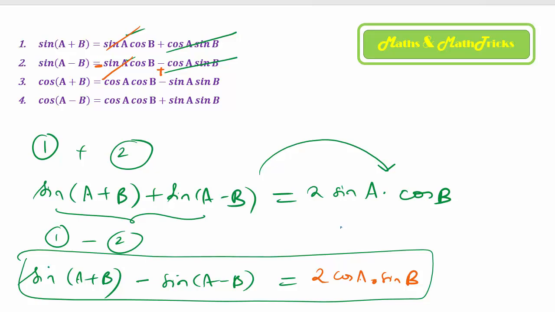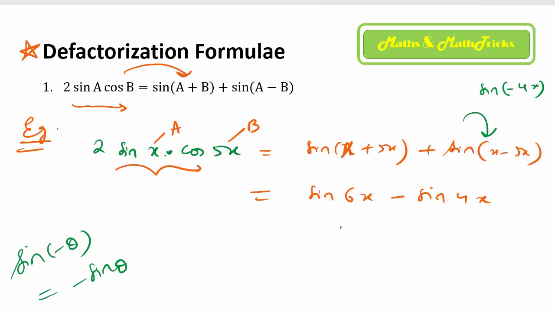You just remember the one formula that anytime you want to express the product of sine and cosine in terms of sum or difference, you can directly think of expressing it as sine of a plus b plus sine of a minus b always.